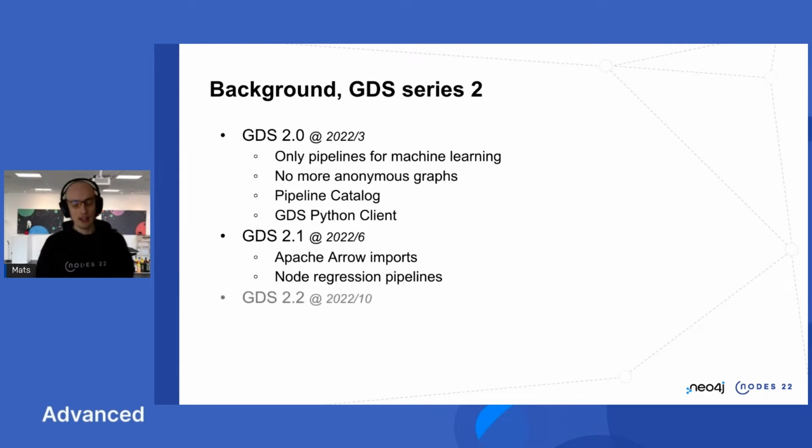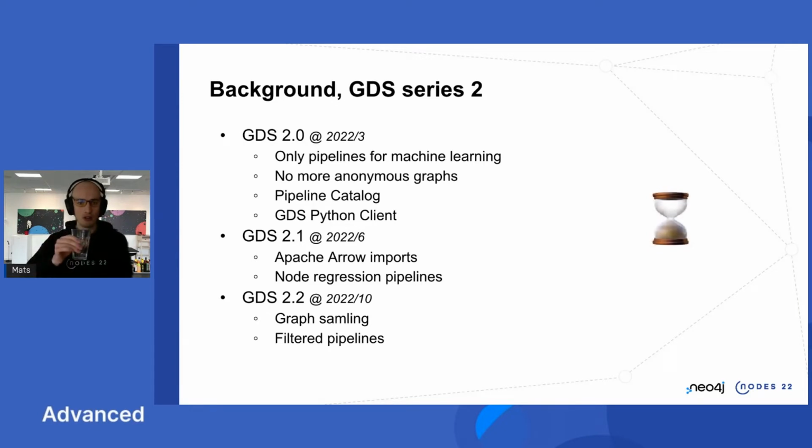And then as late as last month, GDS 2.2 came along, and now we have graph sampling, which is, I would say, the fifth way of doing projections in the library. We also have filtered pipelines. I will touch on this topic as well today in order to make the pipelines a little bit more powerful for richer graphs, such as knowledge graphs. But that's enough history for now. What's current and what's interesting?